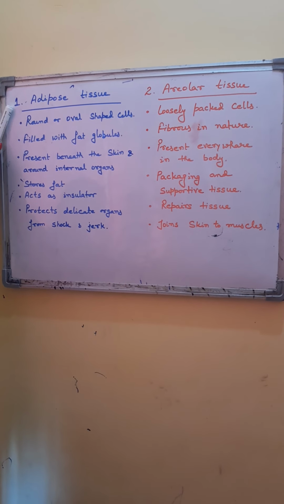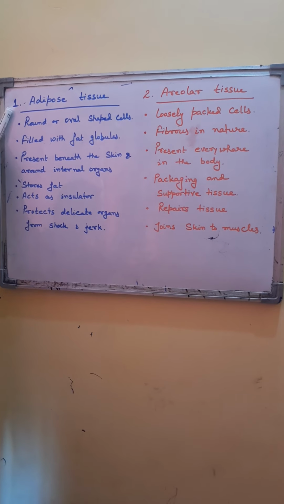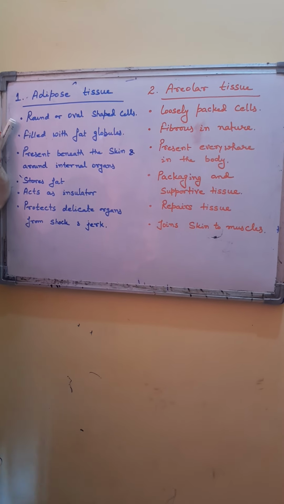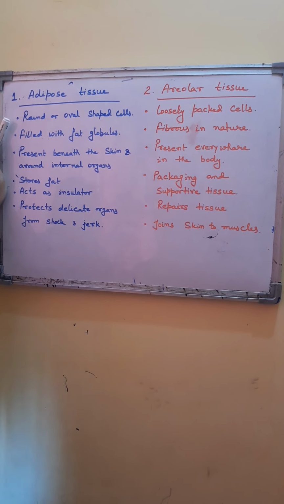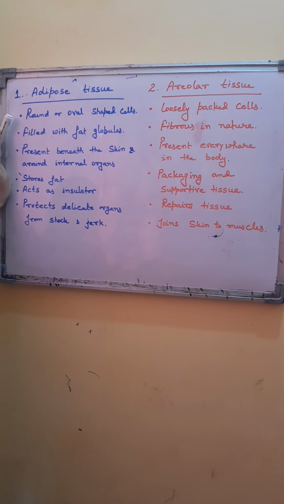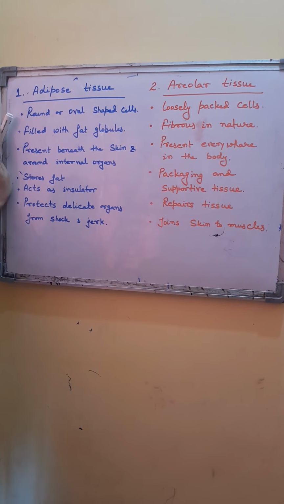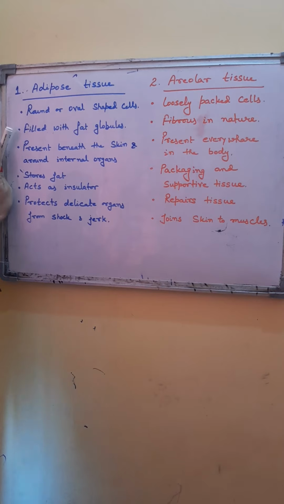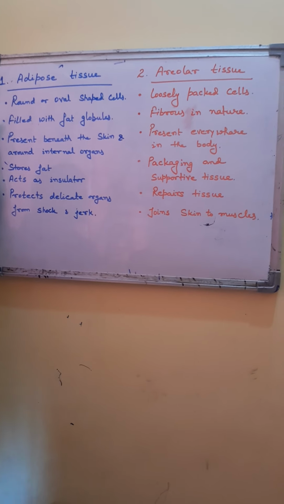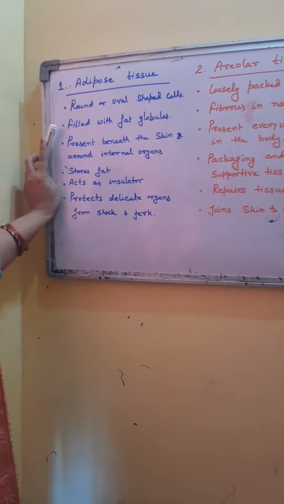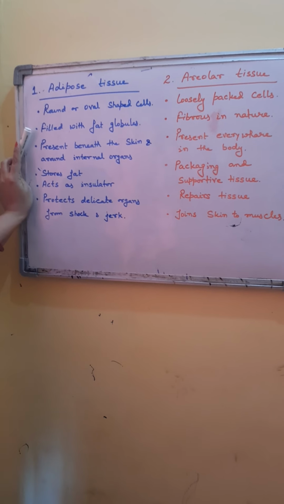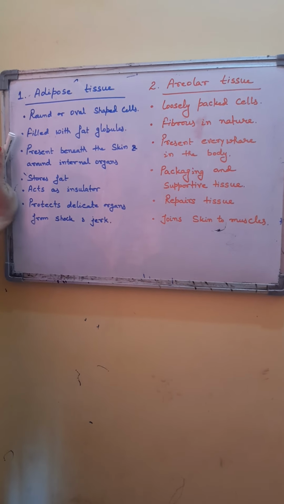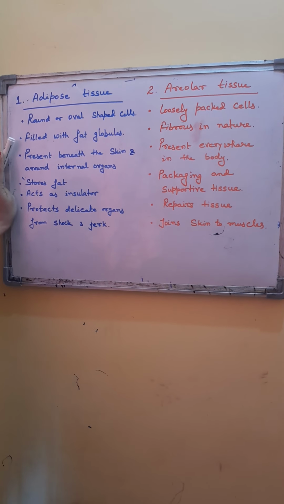So the first connective tissue that we are going to study is adipose tissue. Adipose tissues are round or oval shaped cells. These cells are generally tightly packed. The structure is round and oval generally. These are filled with fat globules. The cells are filled with fat globules and these act as fat storage tissue. Fat is stored in this tissue.